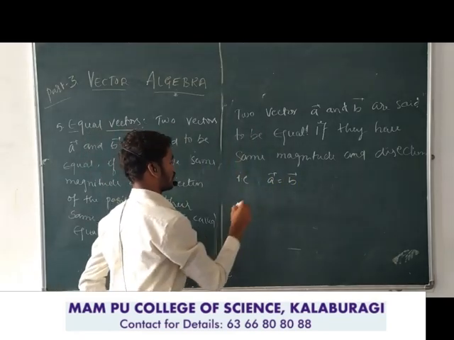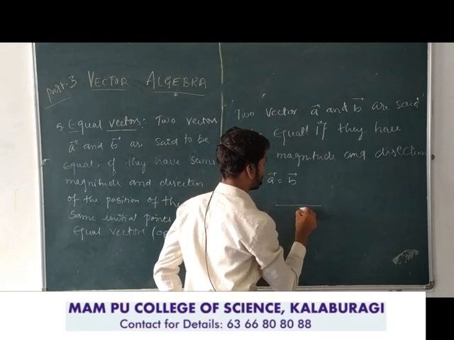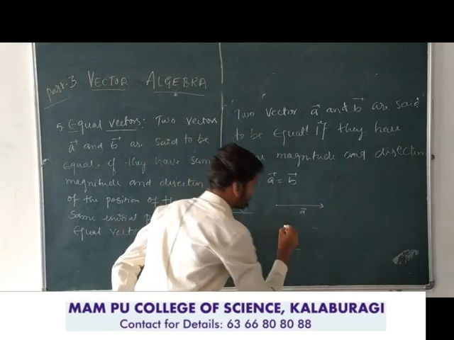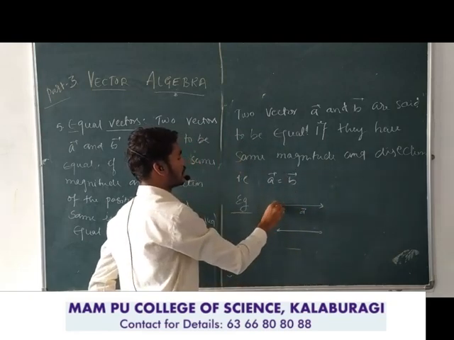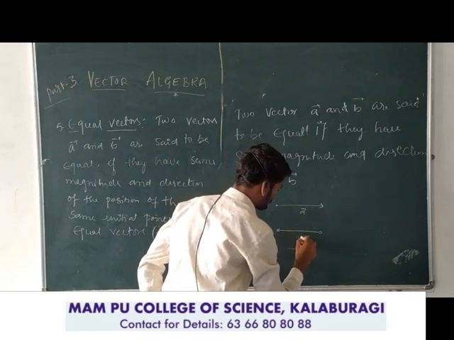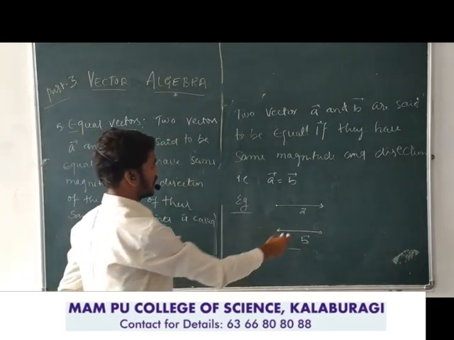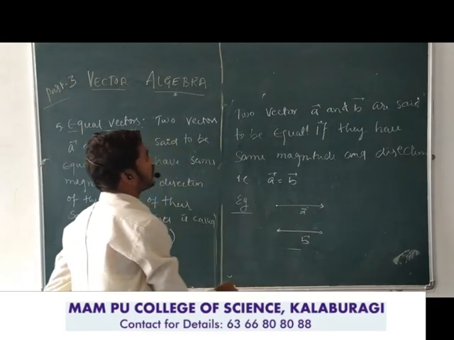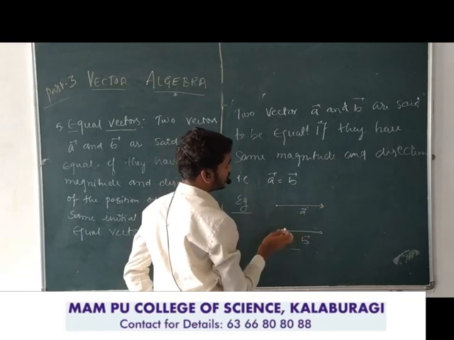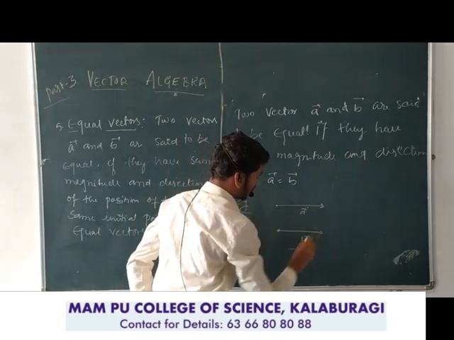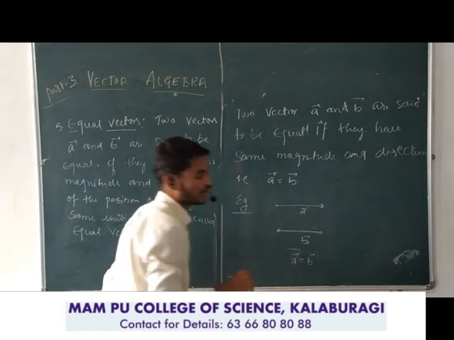Suppose, for example, I will give here: this is vector 1 and this is vector 2. We know this is the initial point and this is the terminal point, as I explained in the first introduction class. So what is the definition here? Two vectors, A is one vector and B is one vector, are said to be equal if they have the same magnitude and the same direction. See here, the direction is also the same. So vector A is equal to vector B.